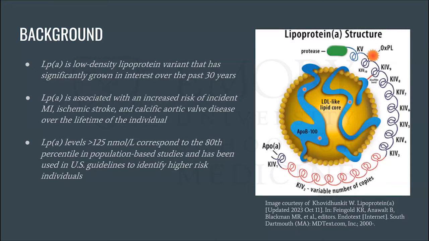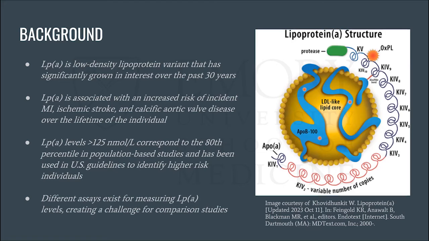In general, guidelines for what threshold to consider highest risk vary. But in general, from some guidelines, any levels greater than 125 nanomoles per liter correspond to the 80th percentile in population-based studies that have been used in US guidelines to identify those that are higher risk. But there have been different assays throughout the past 10, 20, 30 years for measuring these different levels, and that creates a bit of a challenge for comparison studies such as this one.